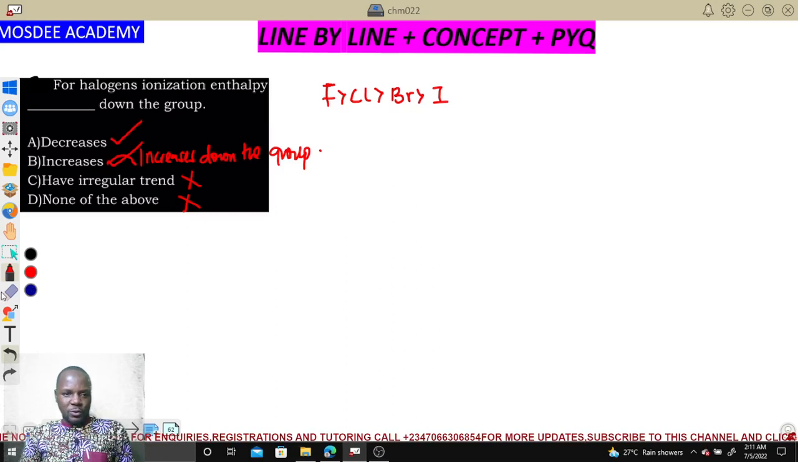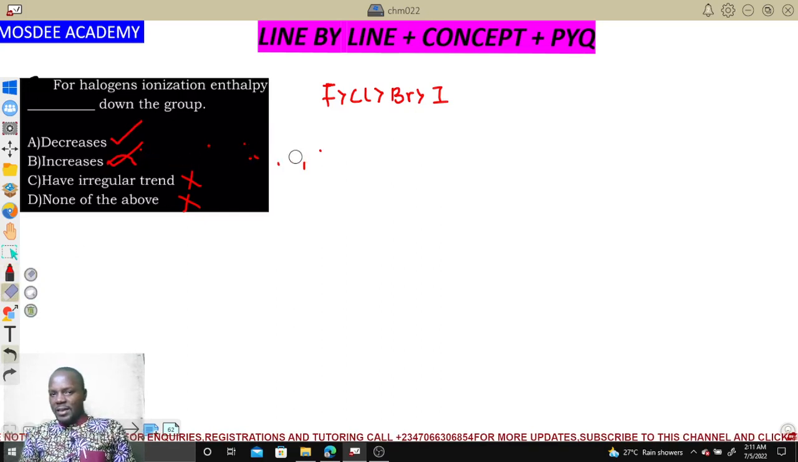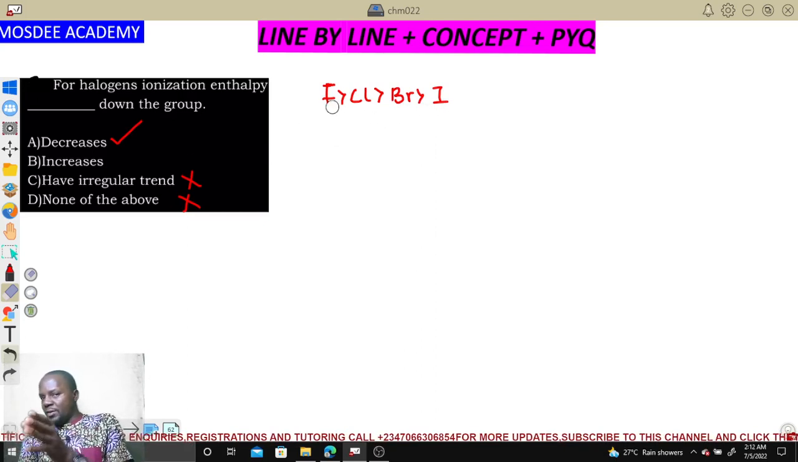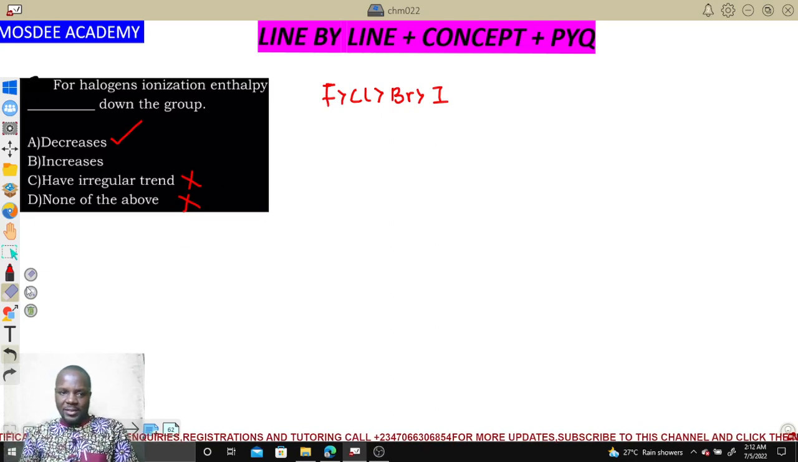Thank you, Admin. Admin was the one that asked me to check that previous one from my explanation. From what you can see here, please be careful about all these things. When I say fluorine is greater than chlorine, is greater than bromine, is greater than iodine, it means they decrease, because this is their trend down the group. Don't forget that. So the answer to that should be decreases.